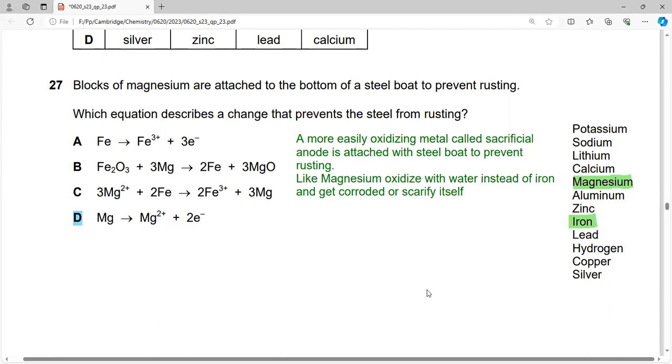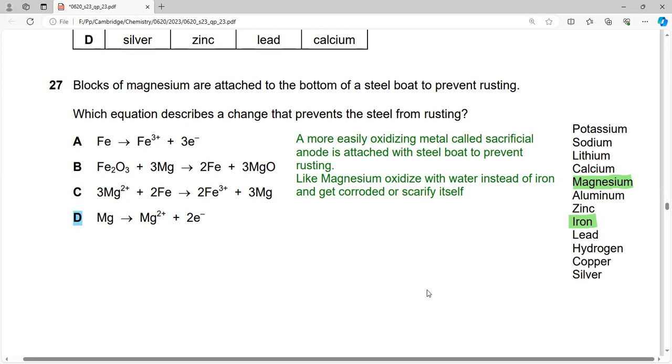When it interacts with water molecules, the magnesium will get oxidized first and release electrons, and it gets corroded. In this way, the original body of the boat stays protected. In steel there's iron, and in the reactivity series magnesium is more reactive than iron, so it will easily oxidize. So D is our correct option. The magnesium reacts with oxygen and produces magnesium oxide, and it gets corroded, while the iron or steel is protected.